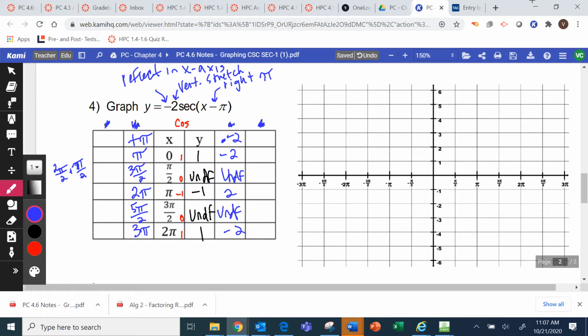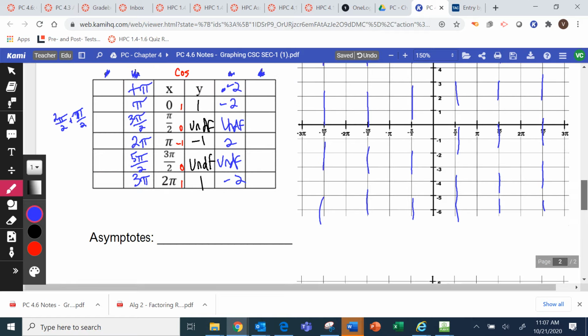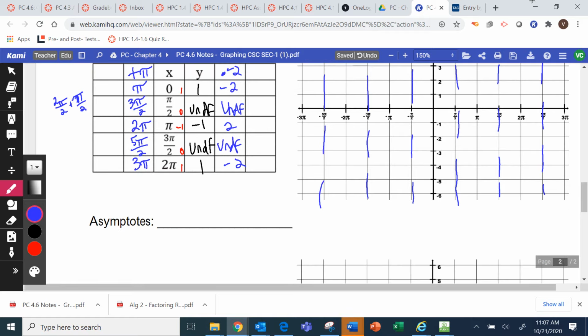And I'm going to go over and I'm going to draw my asymptotes. I've got an asymptote at 3 pi over 2. I've got an asymptote at 5 pi over 2. And then I will continue that pattern the same distance apart. And since I'm talking about asymptotes, I'm going to write them down too.